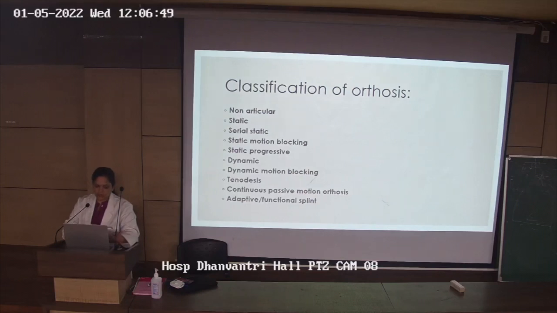And then the continuous passive motion orthosis, as we give in patients who have undergone total knee replacement or total hip replacement surgeries and who come to us in OPD for the maintenance or improvement in the range of motion of the knee joint or hip joint. And the last one is the adaptive or functional splint, which is given to prevent further deterioration of the deformity in patients who are paraplegic, quadriplegic.